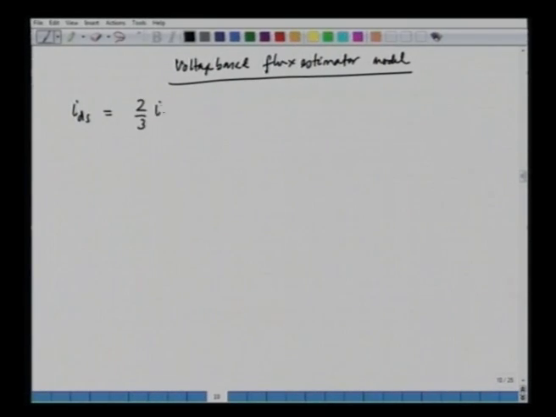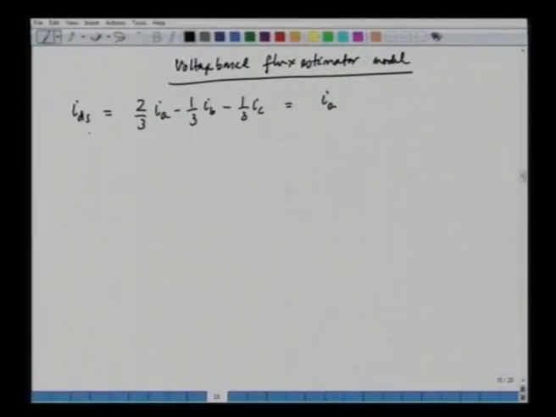IDS is 2/3 IA minus 1/3 IB minus 1/3 IC, and that is equal to IA. So, this IDS is the current in the DQ stationary reference frame. So, we can say this is the stationary reference frame. IDS is the stationary reference frame current. And similarly, we can find out IQS in the stationary reference frame.